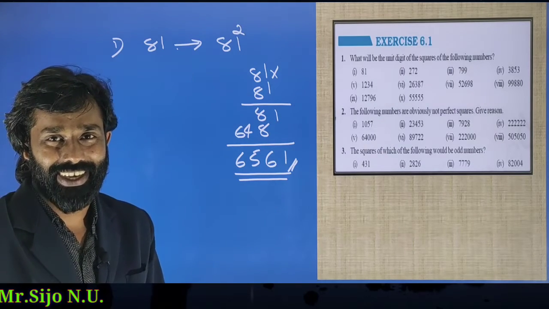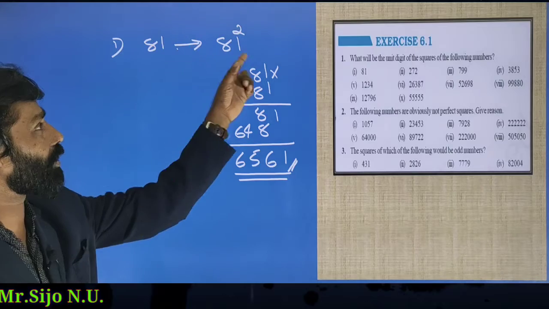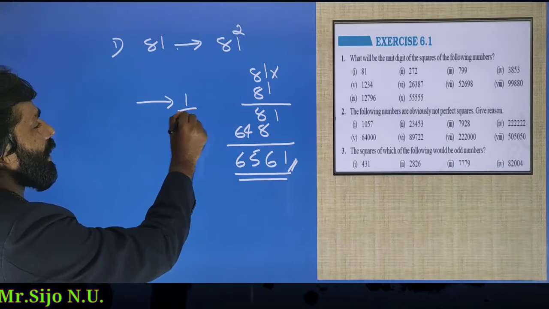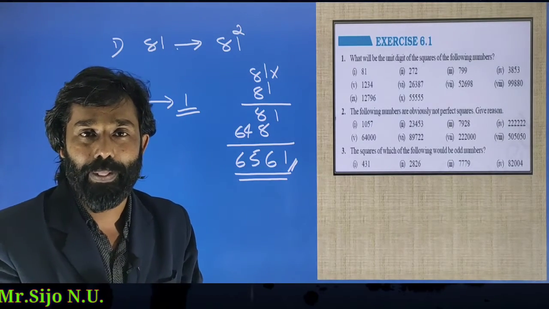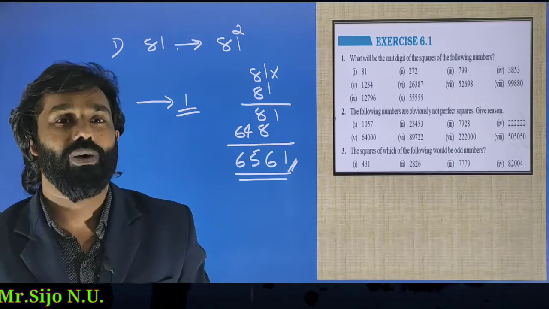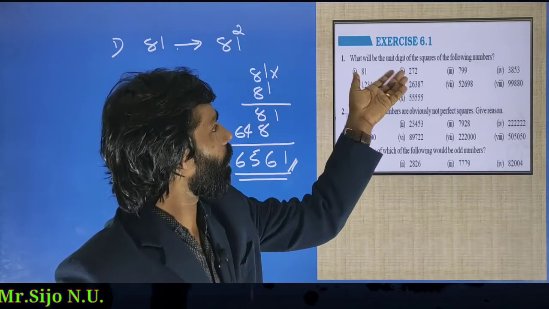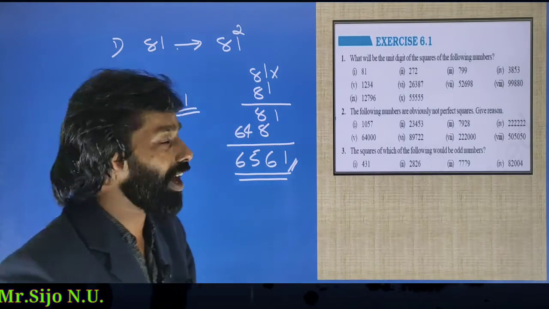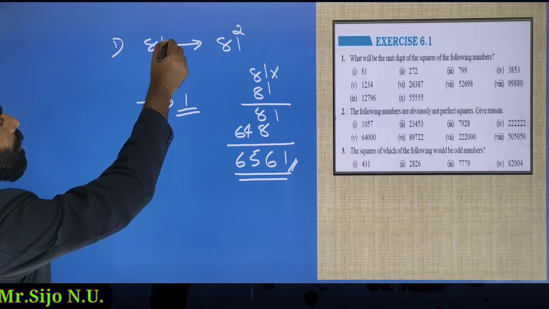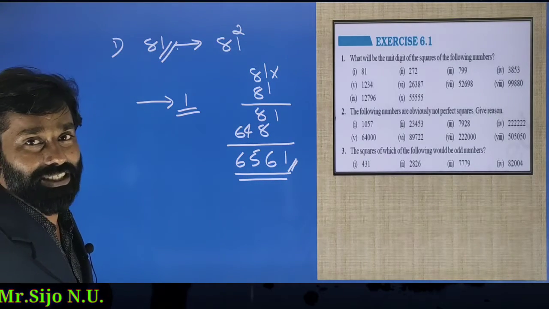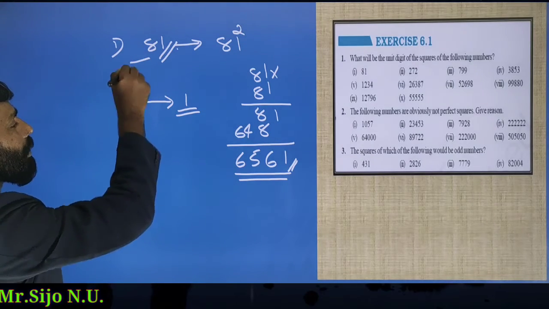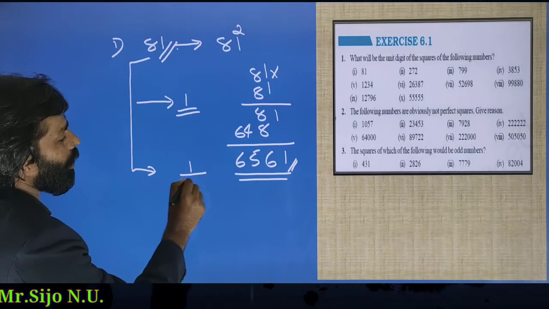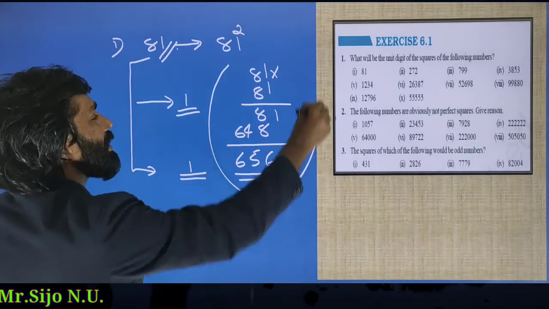Is it needed to do it like this? Do you think so? Actually, we got the answer now: this number's square has unit digit 1. Is it needed to do it this way? No. Why? Because we have learned the properties. If we want this number's square's unit place, we need to consider only this number's unit place digit, that is 1. Therefore, the square's unit place should be 1 square, that means 1 itself. We can conclude like that. No need to do it this way.